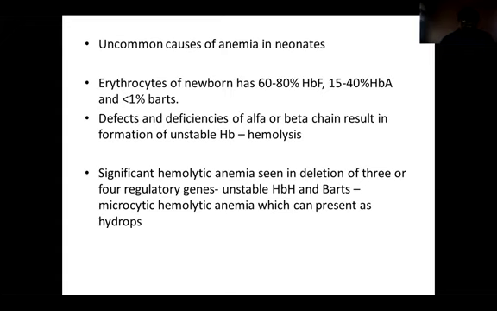So these are uncommon causes of anemia in neonates. Erythrocytes of a newborn have 60 to 80% HbF, 15 to 40% HbA, and less than 1% Bart's. Any deficiency of alpha or beta chain results in formation of unstable hemoglobin, resulting in hemolysis. The most significant is where all three genes are deleted, resulting in Bart's. That results in microcytic hemolytic anemia, which can present with hydrops.